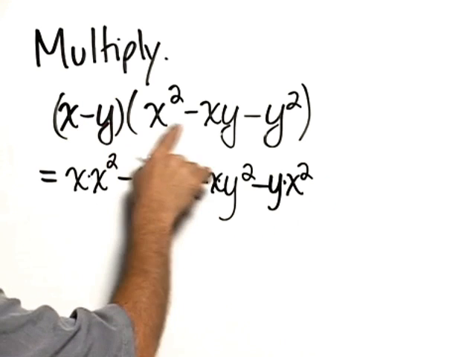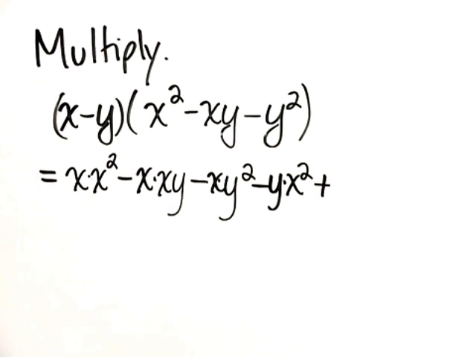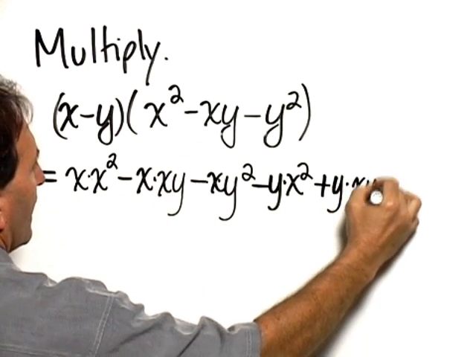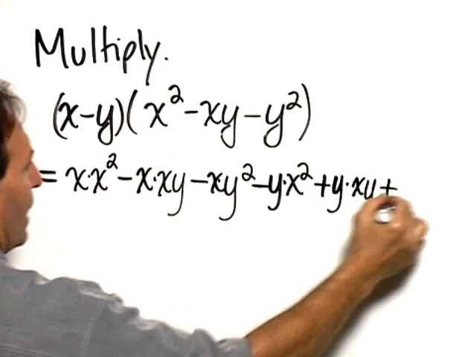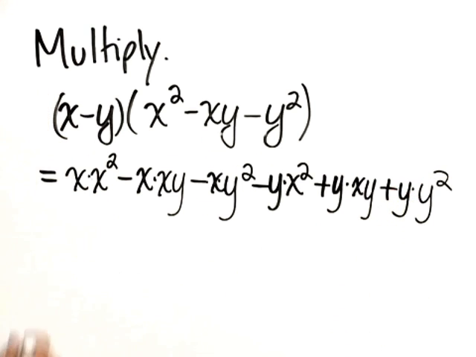Now the opposite of y multiplied by the opposite of xy, so that's going to be positive because we're multiplying two factors with like signs, and that would be y times xy. Once again, negative by negative is positive, and it would be y times y squared.